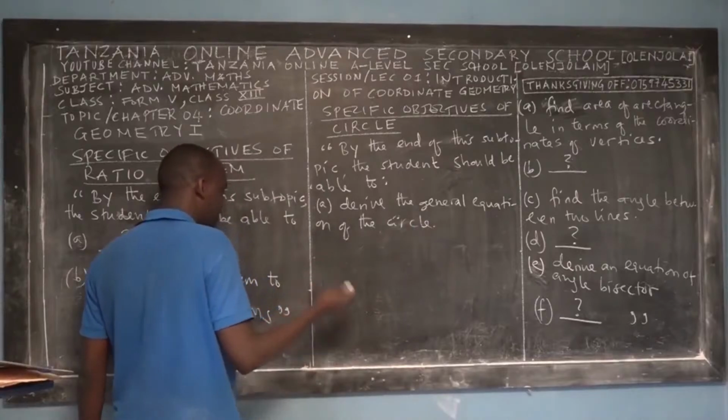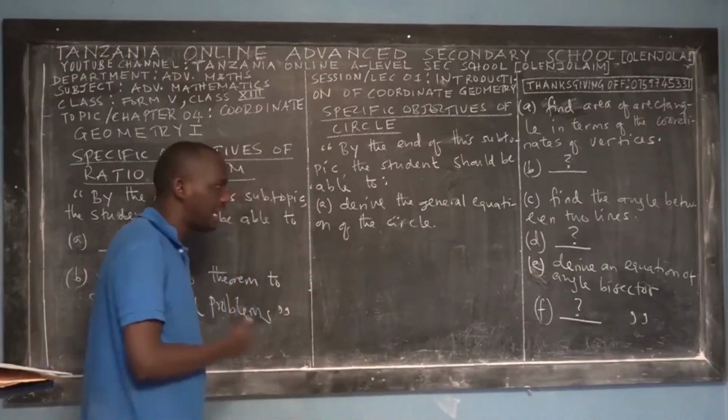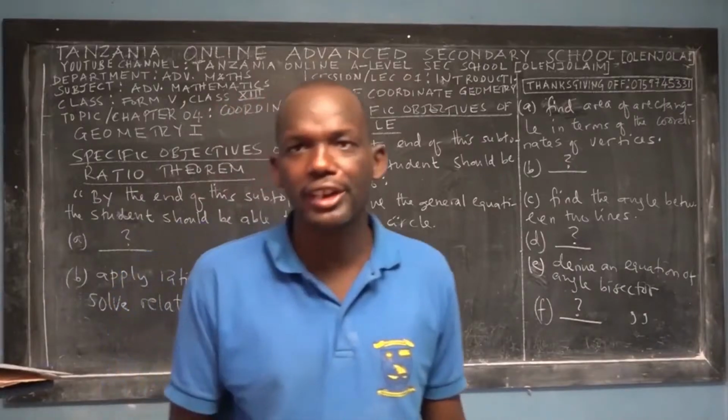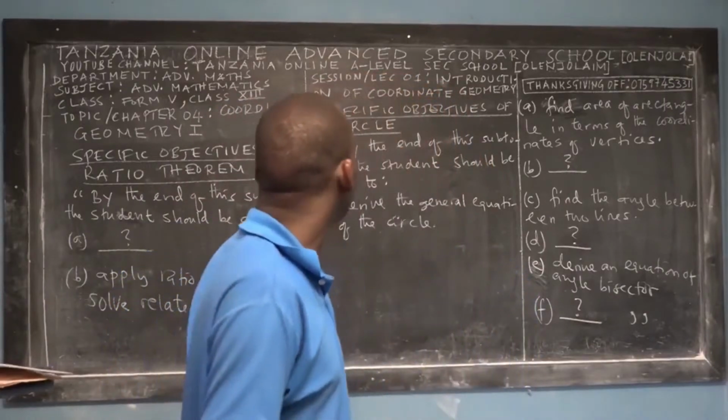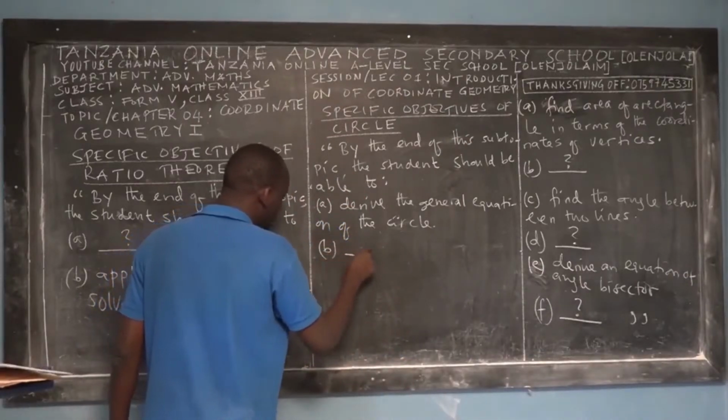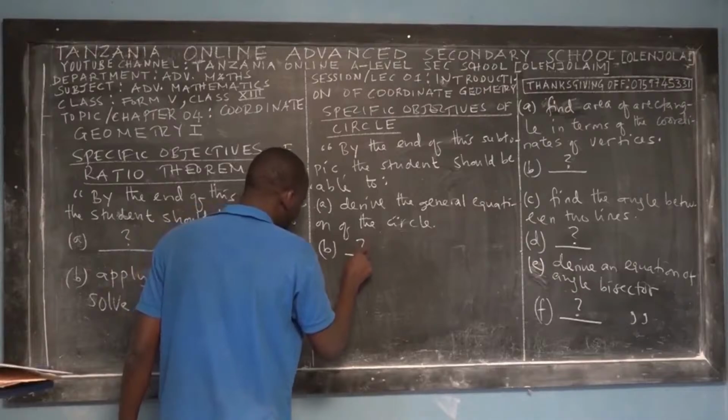Okay, that is the first specific objective. At the end of the cycle, you who are a student watching this program right now should be able to derive the general equation of the cycle. And then the second specific objective, I leave blank for you to mention.